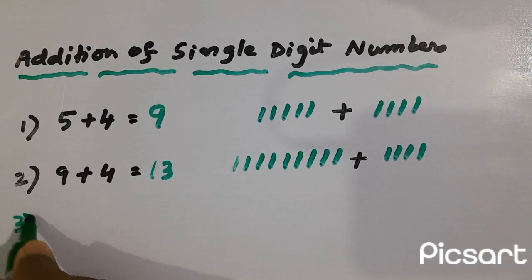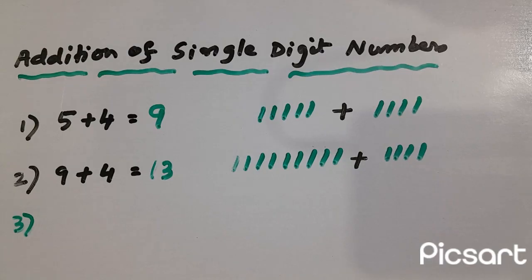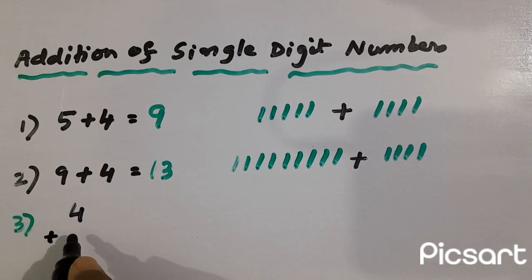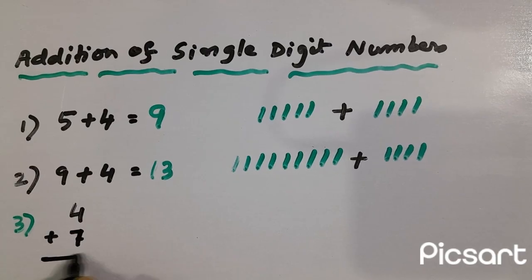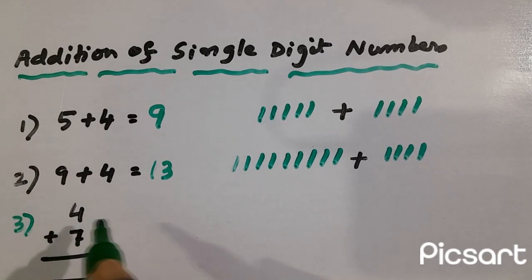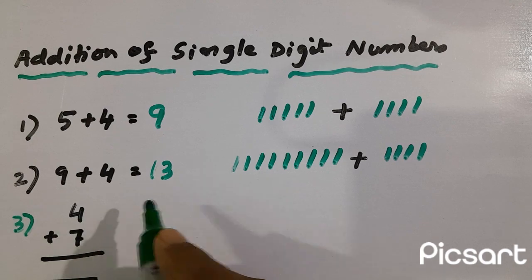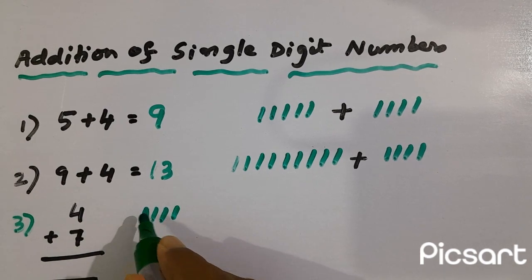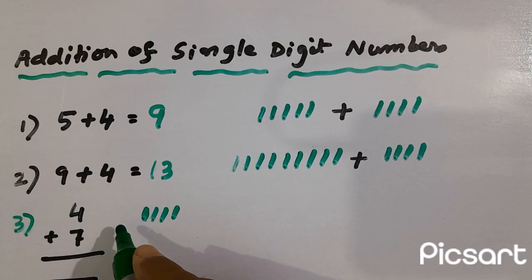Now we'll take one more example. 4 plus 7. We have to add. We'll write 4 lines first, because first number is 4.